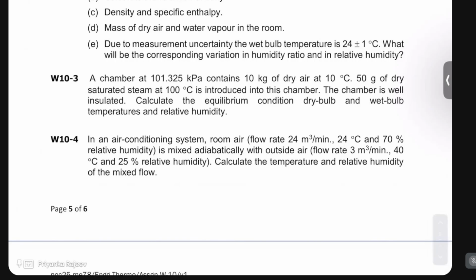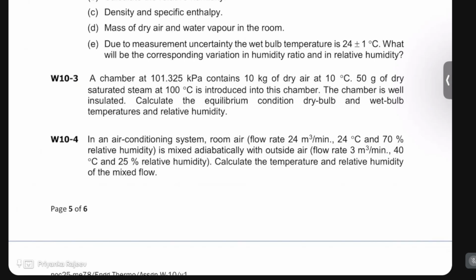Next is a chamber at 101.325 kilopascal contains 10 kilogram of dry air at 10 degrees centigrade. 50 gram of dry saturated steam at 100 degrees centigrade is introduced into this chamber. This chamber is well insulated. Calculate the equilibrium condition, dry bulb and wet bulb temperature and relative humidity.